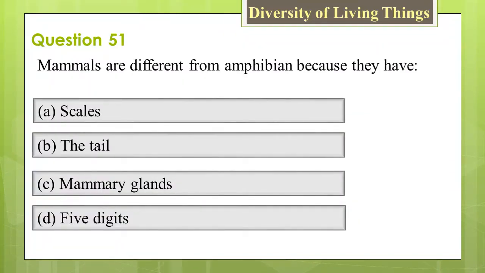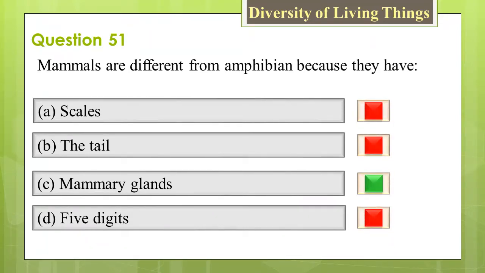Question 51. Mammals are different from amphibians because they have A. scales, B. the tail, C. mammary glands, D. 5 digits. Which one of the following alternatives is the correct alternative? The correct alternative is C. mammary glands.